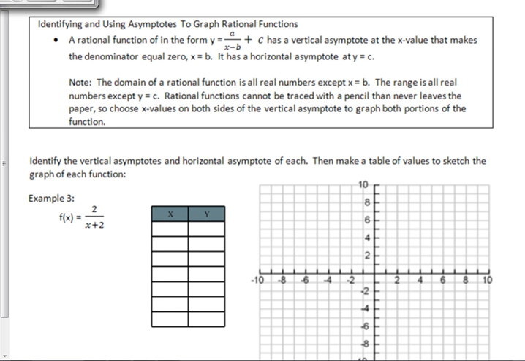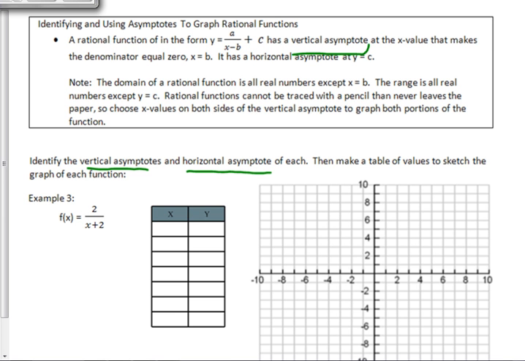So our next step here is we're going to go ahead and graph these rational functions. When doing these rational functions, you'll have to identify a vertical asymptote and a horizontal asymptote. Okay? What you'll want to do is graph these right away. Up above, it shows us how to find these vertical and horizontal asymptotes.